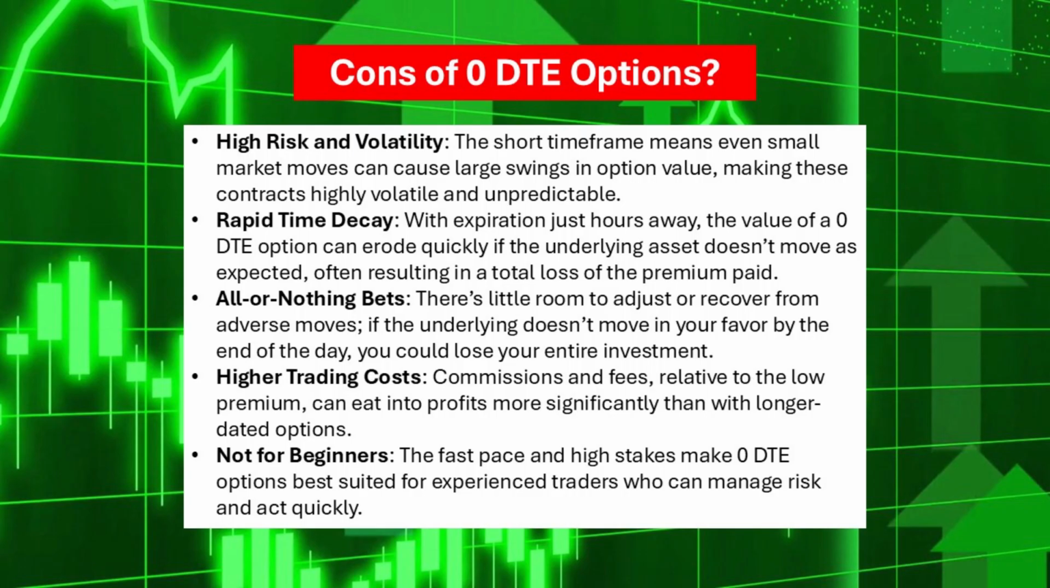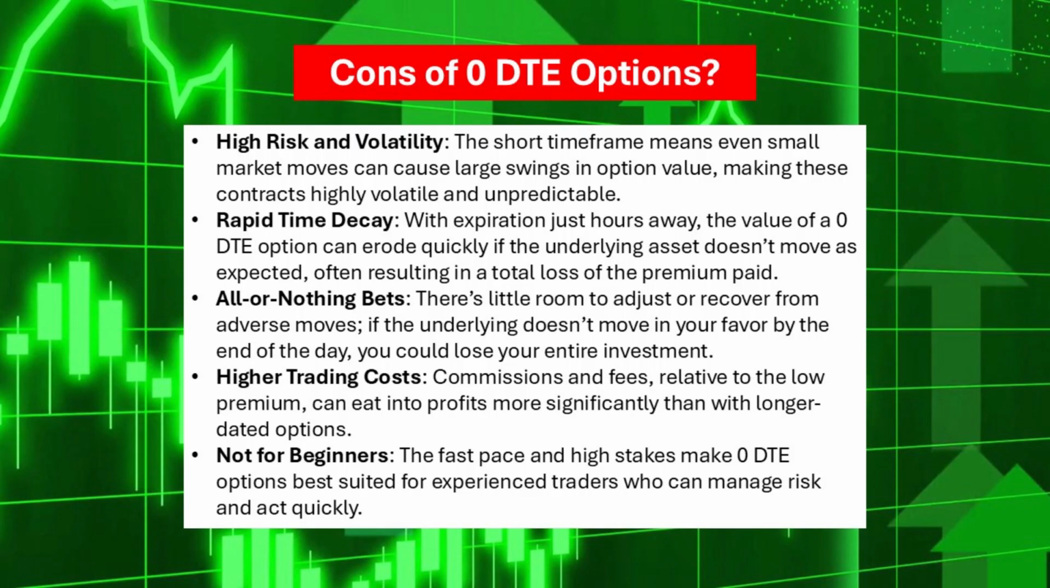Now let's cover the cons. High risk and volatility. The short time frame means even small market moves can cause large swings in option value, making these contracts highly volatile and unpredictable. Rapid time decay. With expirations just hours away, the value of a zero DTE option can erode quickly if the underlying asset doesn't move as expected, often resulting in a total loss of premium paid. They're all or nothing bets. There's little room to adjust or recover from adverse moves. If the underlying doesn't move in your favor by the end of the day, you lose your entire investment.